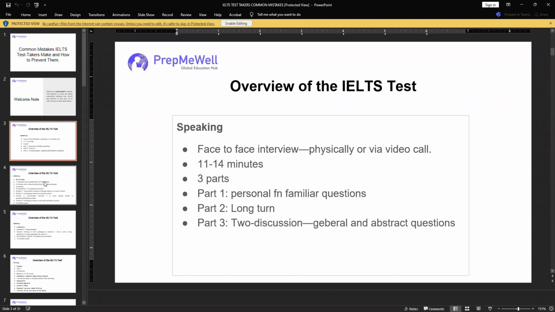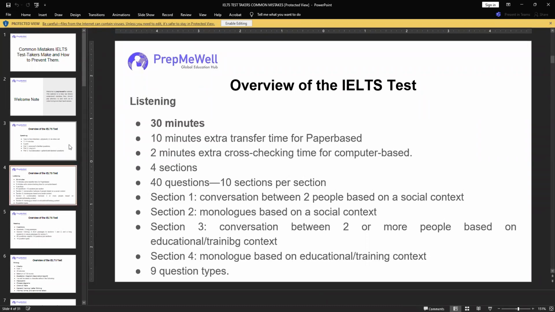So let's look at the listening. The listening test is going to last for 30 minutes. But for those taking the paper-based exam, you have 10 minutes to transfer your answers. If you're taking the computer-based, you have 2 minutes to cross-check your answers. The listening test has 4 parts, and you get a total of 40 questions.